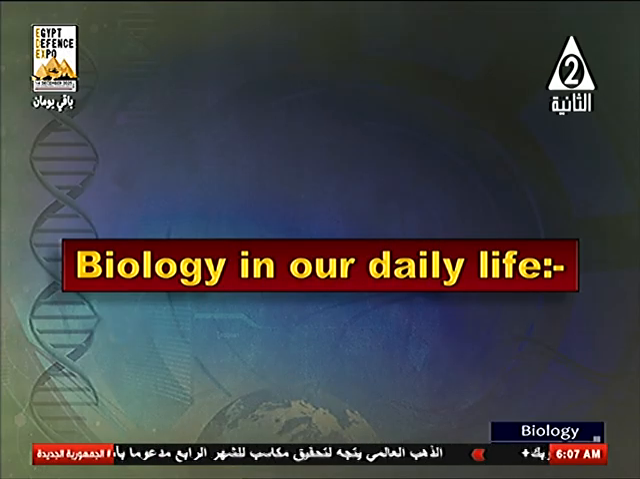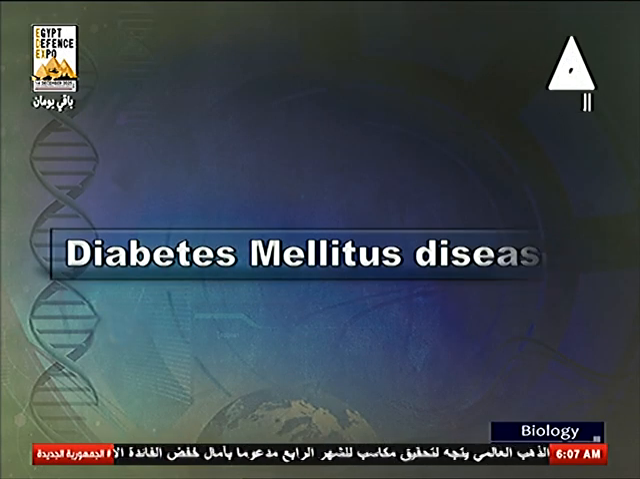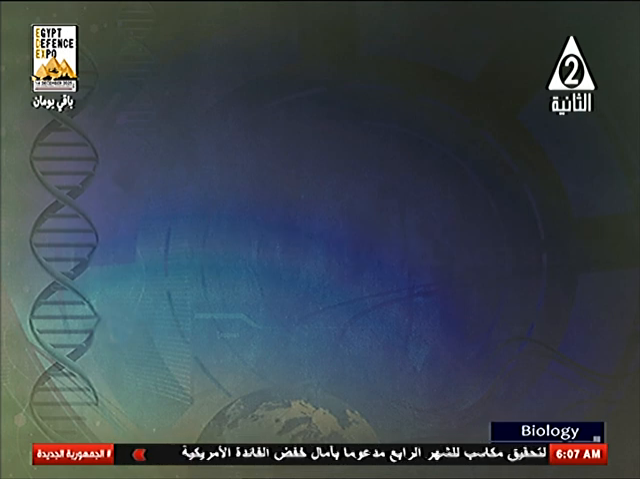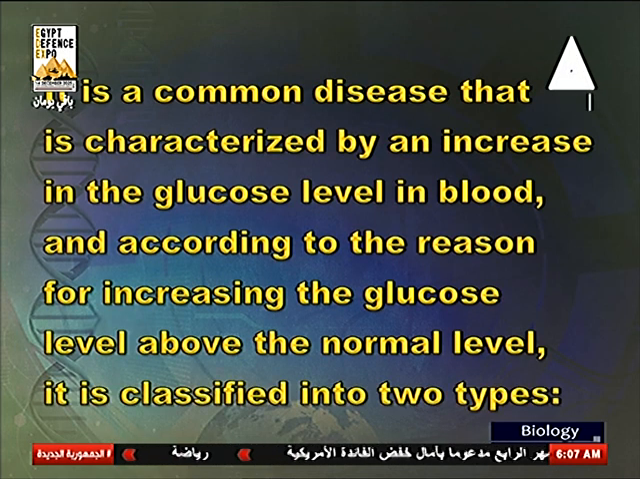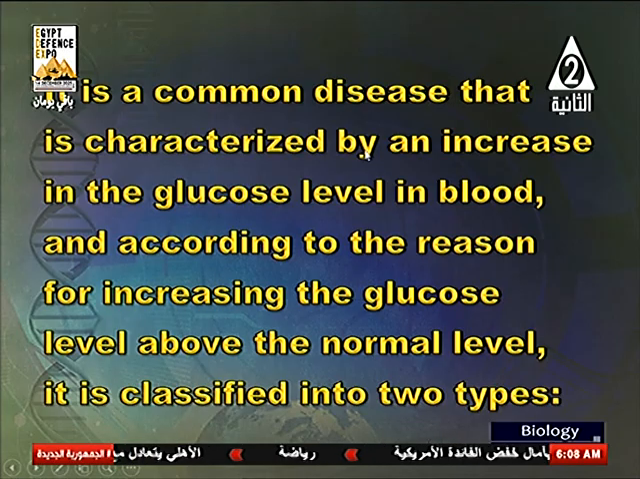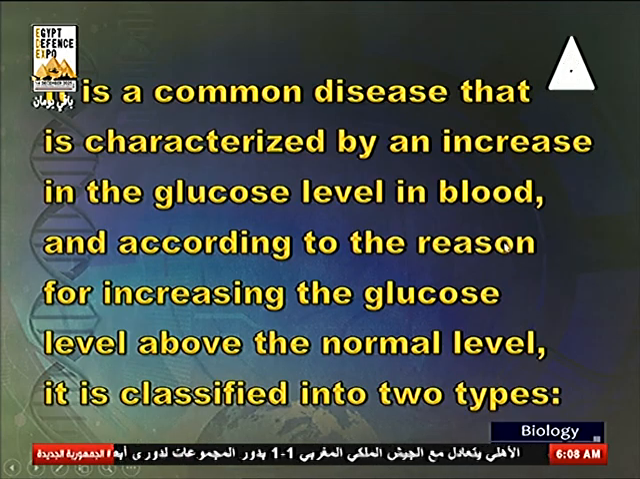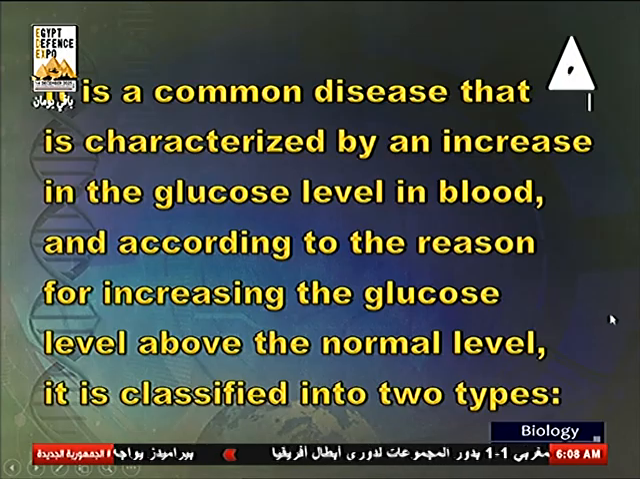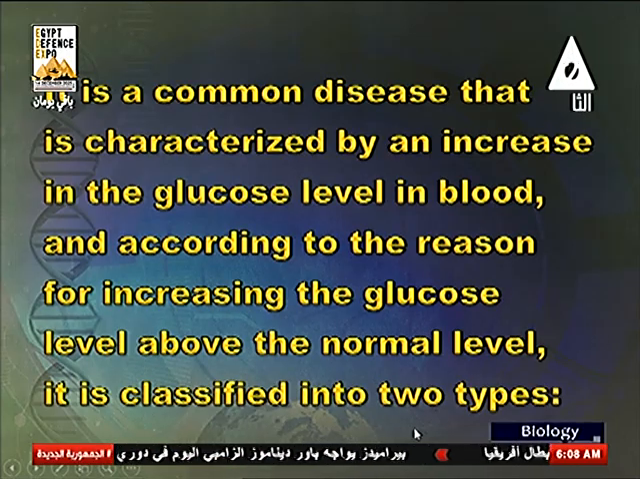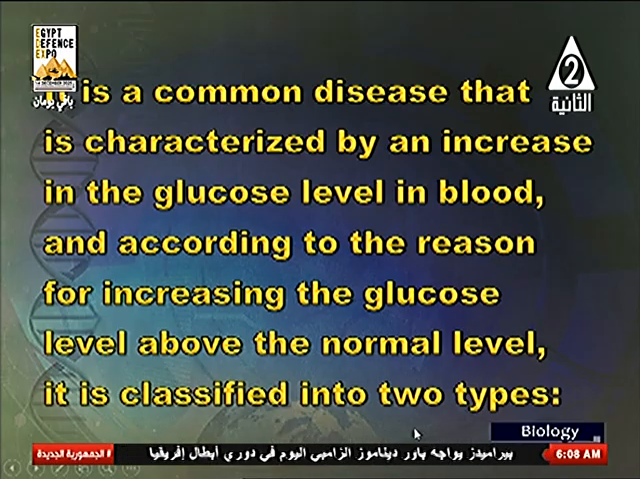Let's see biology in our life. Diabetes mellitus disease. What is this disease? It is a common disease that is characterized by an increase in the glucose level in blood. And according to the reason for increasing the glucose level above the normal level, it is classified into two types. So, diabetes mellitus disease is classified into two types.